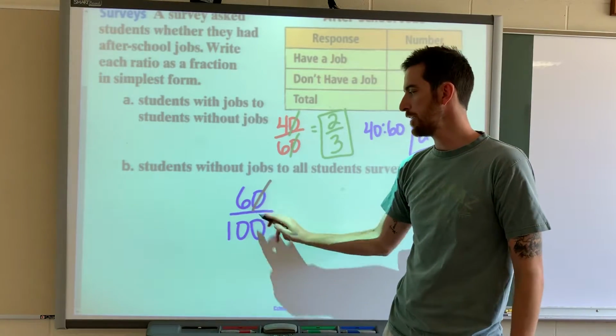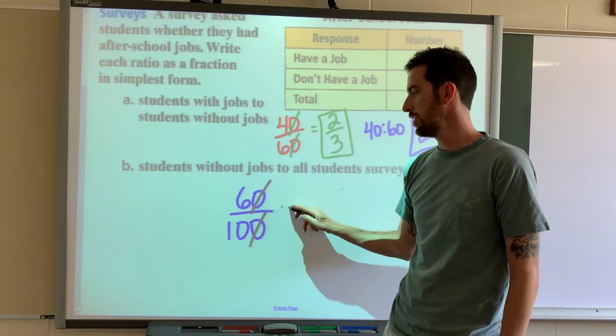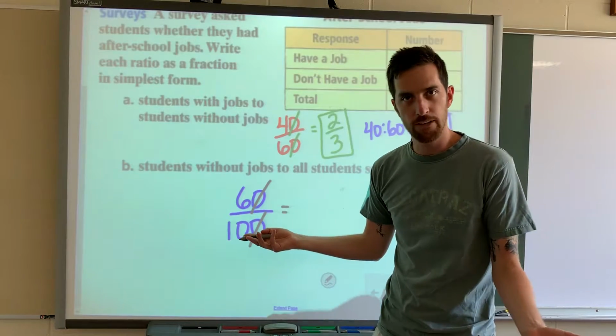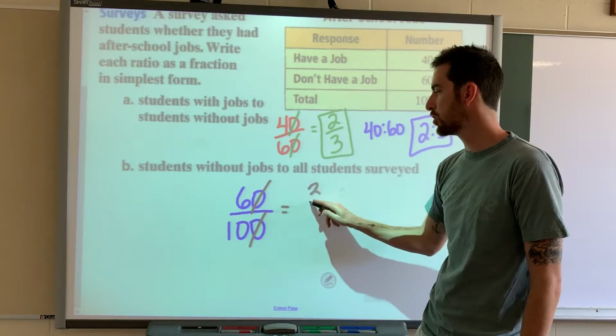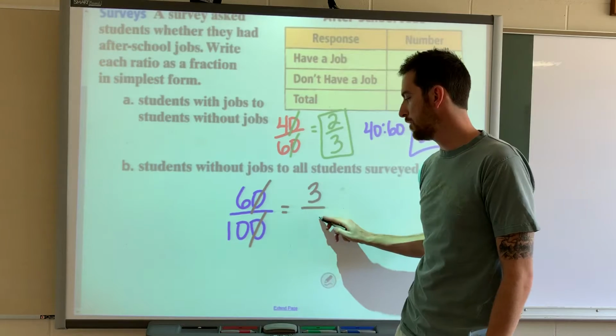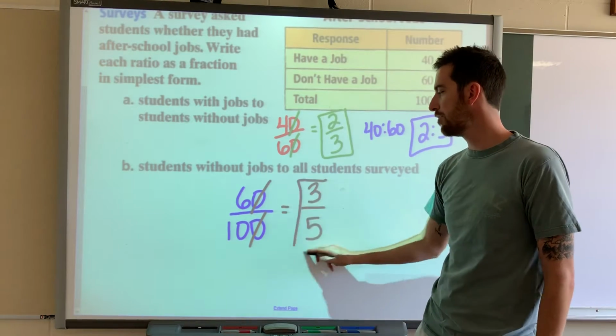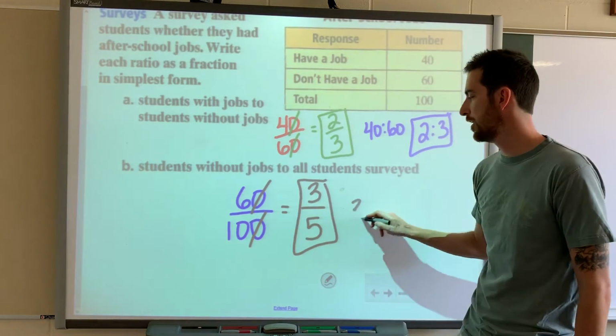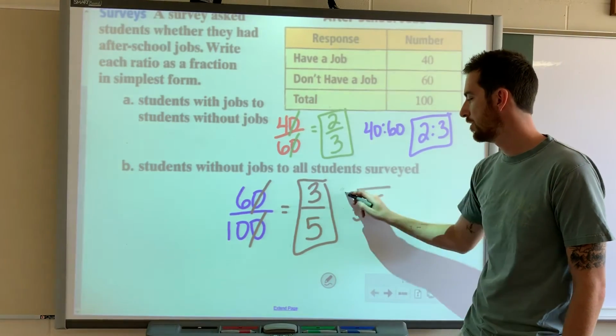So we could divide them both by 10, 6 over 10, and then those are both even, so we could divide those by 2. 6 divided by 2 is 3. 10 divided by 2 is 5. So 3 to 5, you can write it that way, or you could say 3 to 5.